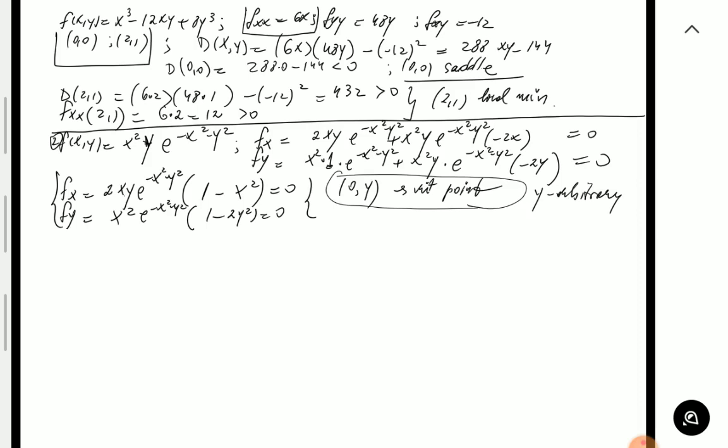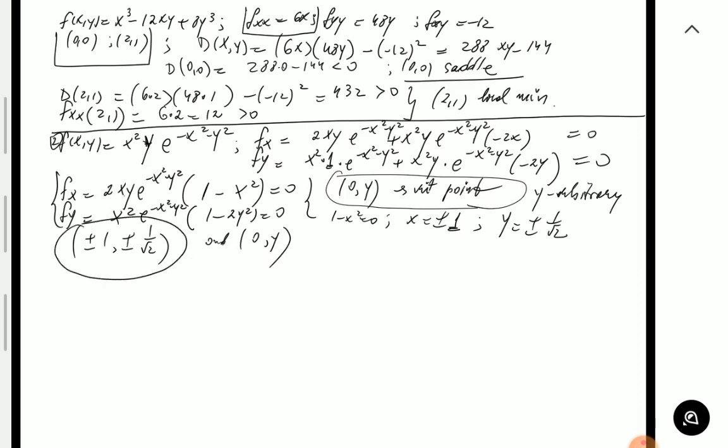Then there are other old-fashioned critical points coming from the parentheses themselves. There are actually 4 of them, because independently, the first parenthesis is 0 if x is plus or minus 1, and the second parenthesis is 0 if y is plus or minus 1 over square root of 2. So basically we have 4 critical points, because you have all possible combinations, plus plus, minus minus, plus minus, and so on. And this family (0, y). I'm going to leave it as an exercise for you to evaluate the nature of these points yourself.